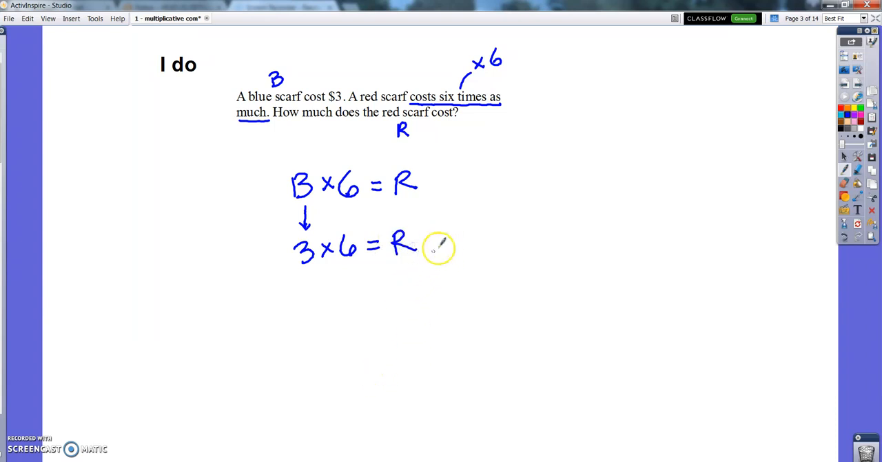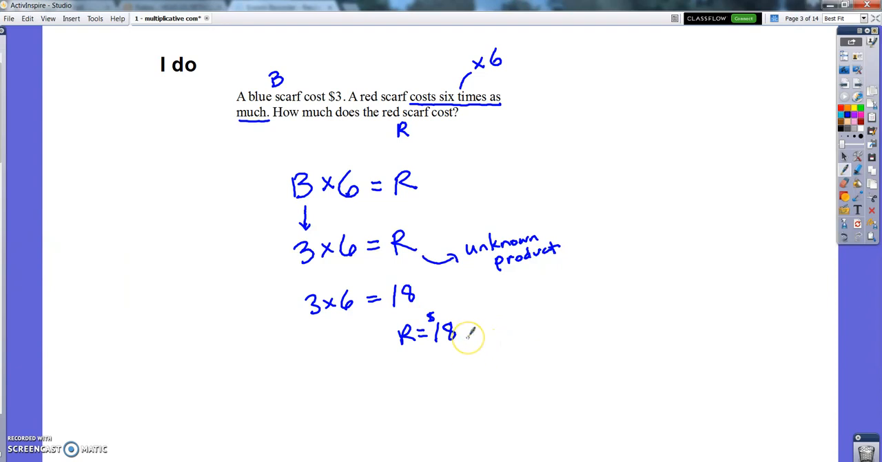So this is why I said in today's lesson we're going to have an unknown product. In this situation, the question's asking me for the product of 3 times 6, or the blue scarf times 6, which of course is 18. So I know in this case that R, or the cost of the red scarf, is $18.